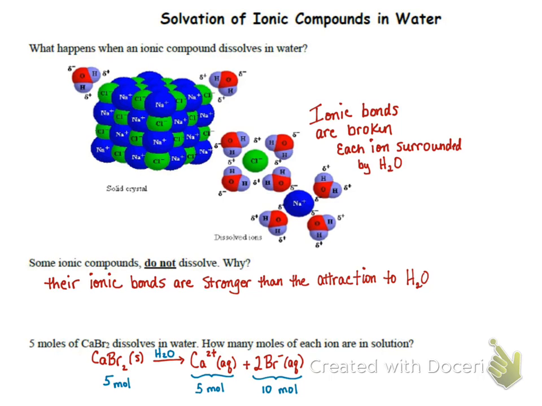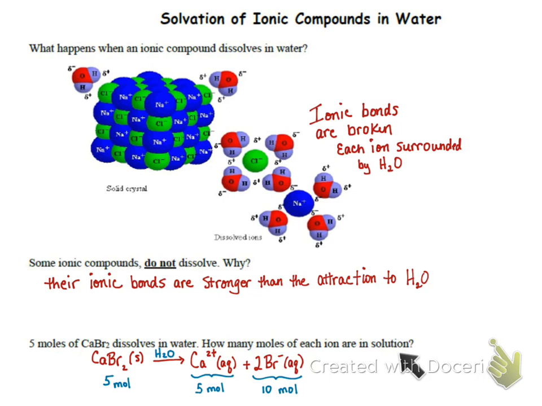So let's talk a little bit about ratios. What do you write if you have 5 moles of calcium bromide, which is a salt, and you put it into water and it dissolves? How many moles of each ion are going to be in solution?